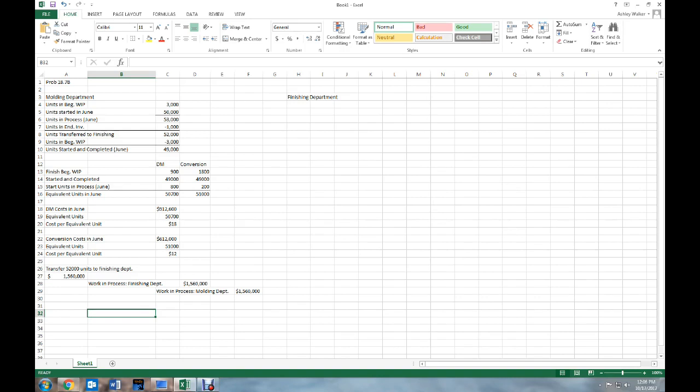So now we need to do the same thing for our finishing department. Oh, we actually have one more piece. We need to compute the cost assigned to ending inventory in the molding department in June. So as of June 30th. Alright, so what do we do with that?